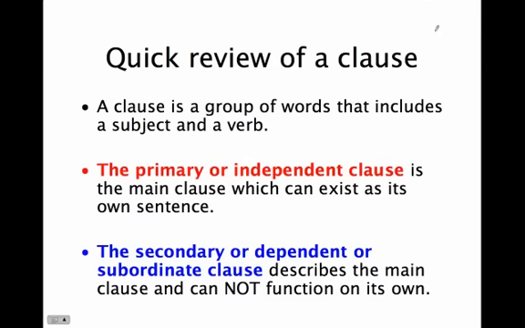There's the primary or main clause, and that's the clause that can exist on its own in its sentence. And then, of course, we have the secondary or dependent clause, and those are clauses whose purpose in a sentence is to describe the main clause and tell us something more about the action or the people in the main clause. The big way to tell the difference is the secondary or the dependent clauses can't function on their own.